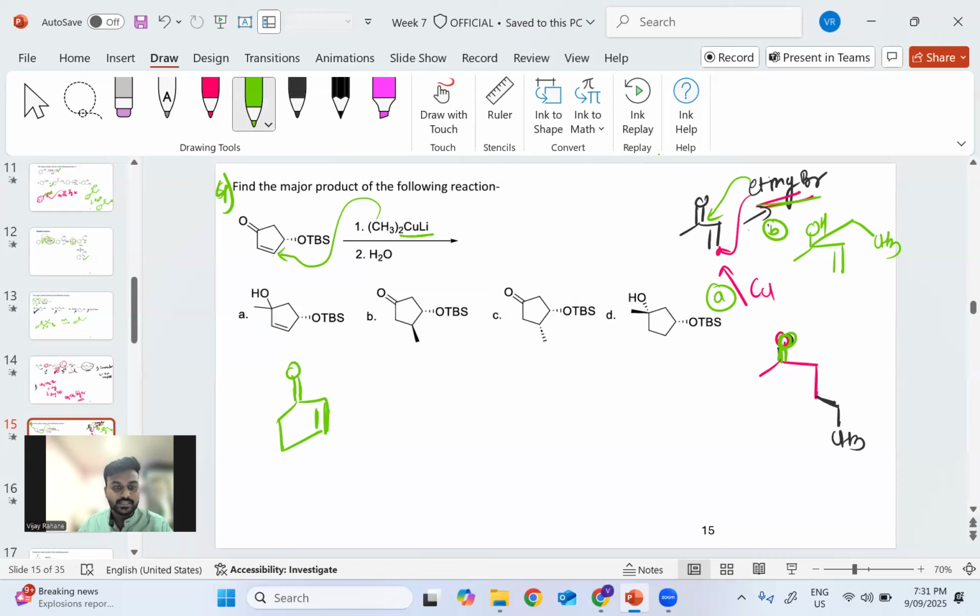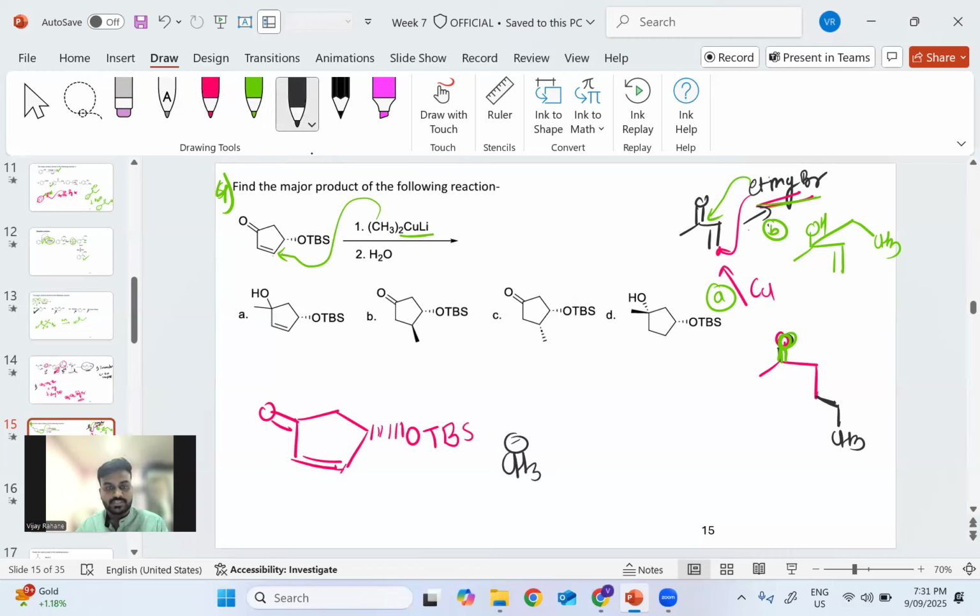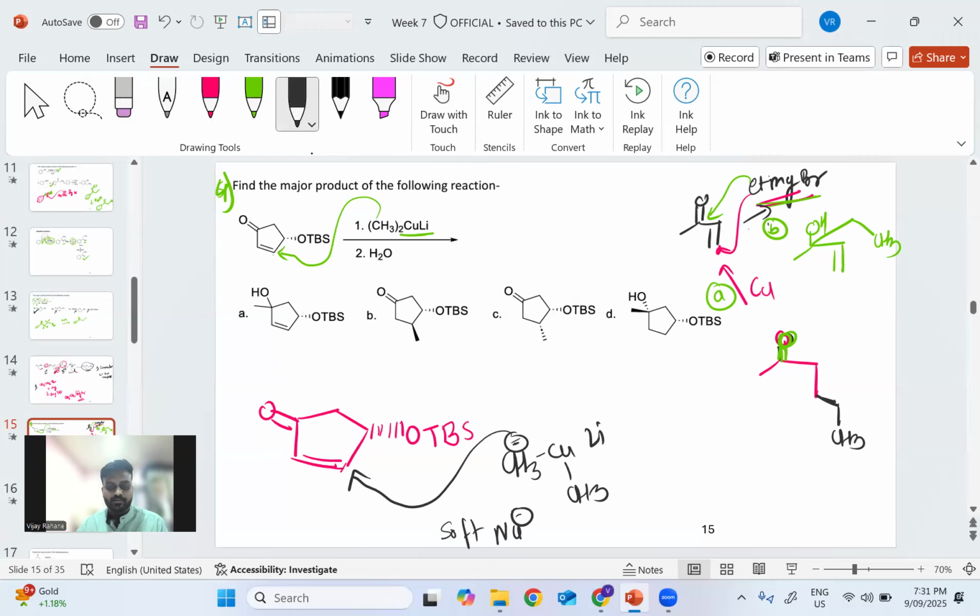Now we have the OTBS, which is directing downward. Let's say OTBS directing downward. Better I draw it as it is, because stereochemistry is also involved here. So this is the starting material we have, and if you look at this OTBS, it is directing downward, which means the downside is sterically hindered. Now we have the CH3 minus, which comes from the CH3 twice copper lithium. This CH3 negative attacks this position because it acts as a soft nucleophile because of the copper.